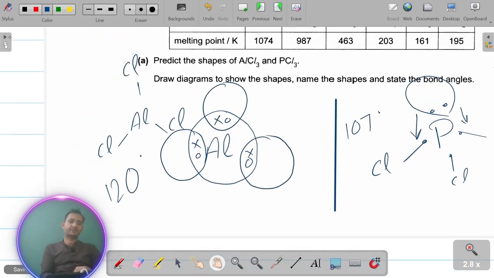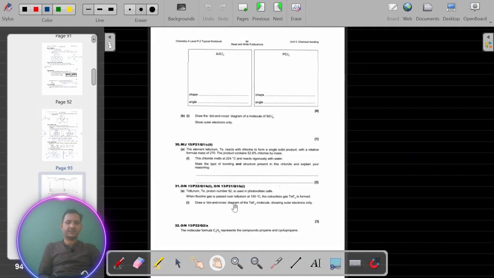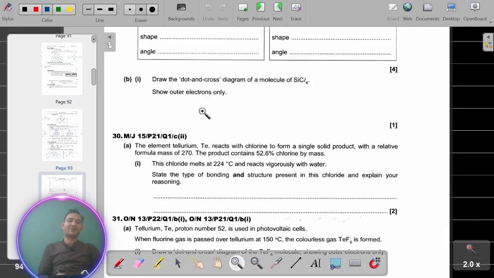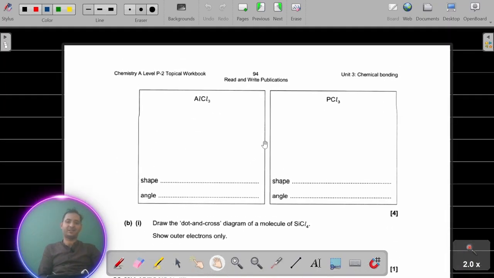The next question, we are just about to end. I think there are 110 pages, and currently I am on page number 94. No problem, I will continue until I am done.